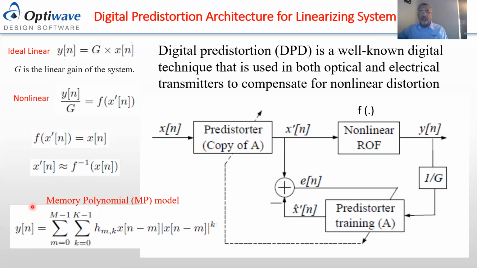Now, the distortion algorithm being used is called the memory polynomial model, which is typically used in any optical or electrical transmitters for compensation of nonlinear distortion.